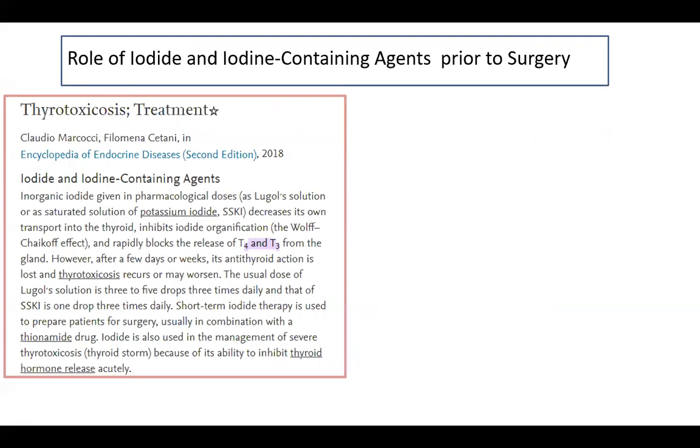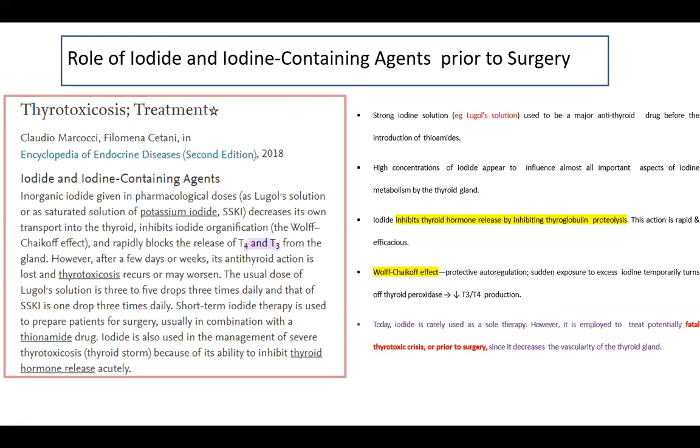Now I'm moving to something called iodide, which is Lugol's solution. And Lugol's solution, as I said, is not given as first-line therapy, it was used that way in the past, but mainly we are interested in giving it prior to surgery and in fatal thyrotoxic crisis. Okay, so two scenarios for giving Lugol's solution. Lugol's solution is a high concentration of iodine.